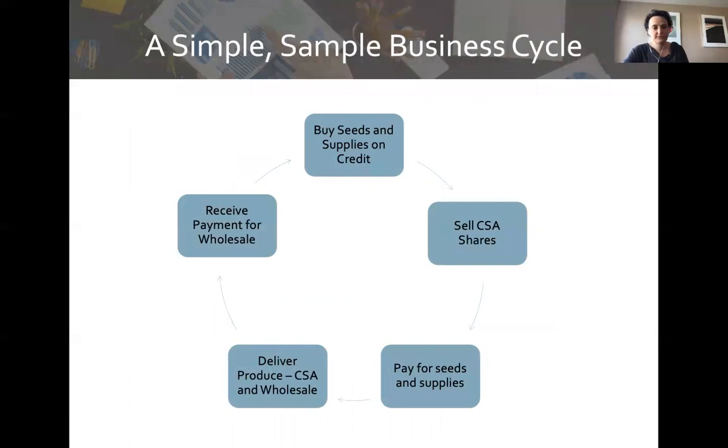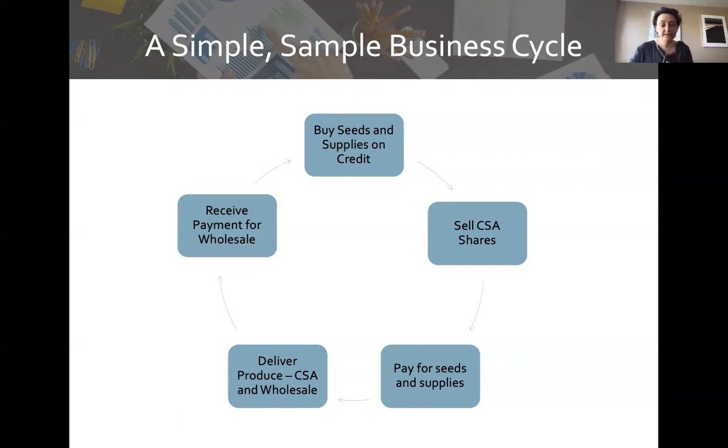So let's go through a simple business cycle. And obviously there's so much more that goes on in your business than these 5 points, but I'm just distilling it down to the basics to give you the concepts of accrual versus cash accounting. So let's say you go to the hardware store and you buy seeds and supplies on credit, and you've been shopping with them for years. You know the vendor. He says, no worries, pay me in 30 days. Great. You get home, you've got a few checks in the mailbox, you've sold a few CSA shares, you deposit them into the bank, you start planting your radishes and your arugula.